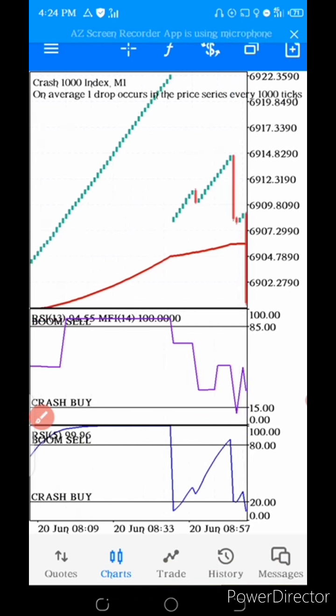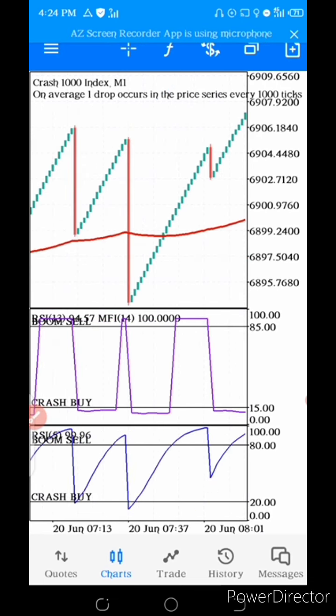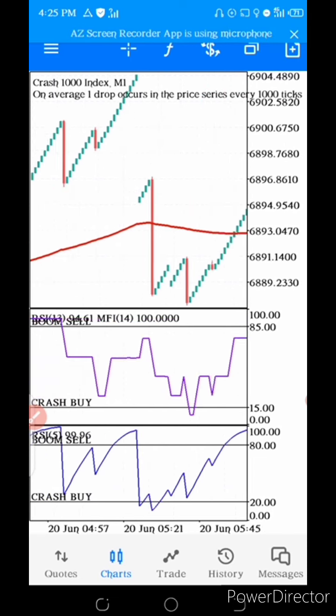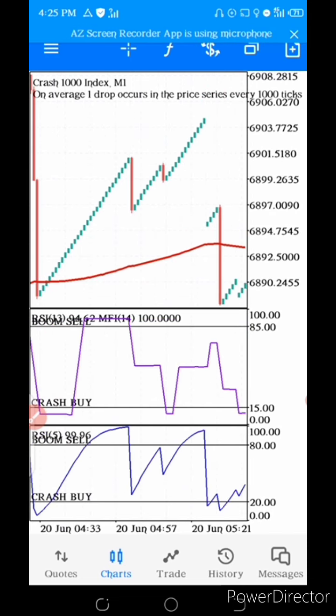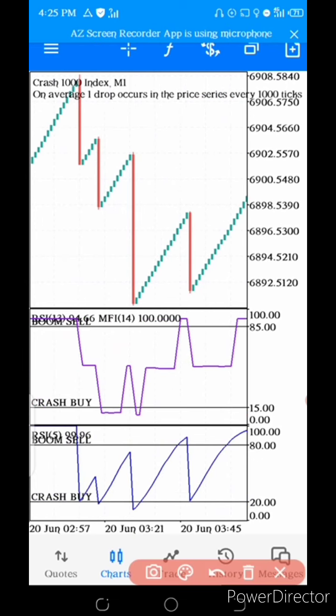This strategy works, guys. It works a lot. You can see right here, let me look for one more trade. You can see trades don't even happen every time. This is a trade right here. You can see this one here.